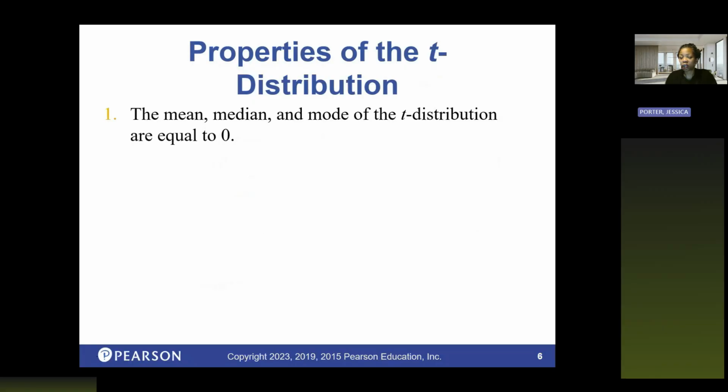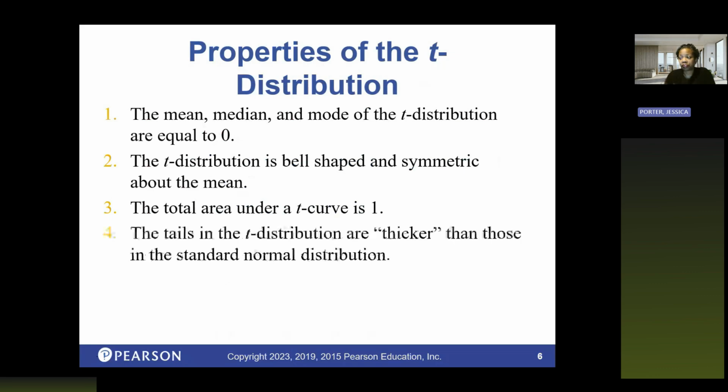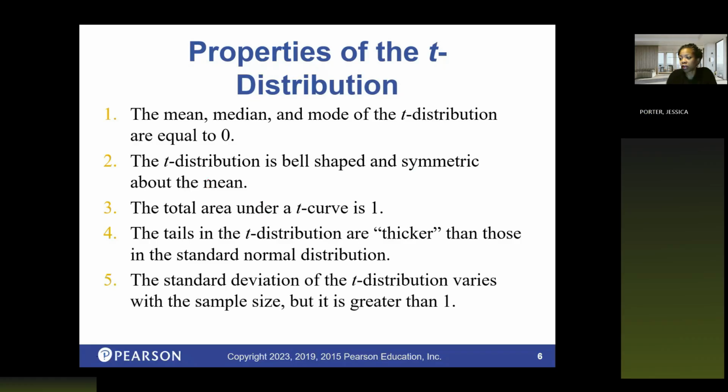All right, what are some of the properties of the t-distribution? Well, the mean, median, and mode are equal to 0. It's approximately bell-shaped and symmetric about the mean. The total area under the curve, again, is 1. The tails in the t-distribution are a little bit thicker than those in the z-distribution, and the z-distribution is the standard normal distribution. The standard deviation of the t-distribution will vary with the sample size, but it's greater than 1.